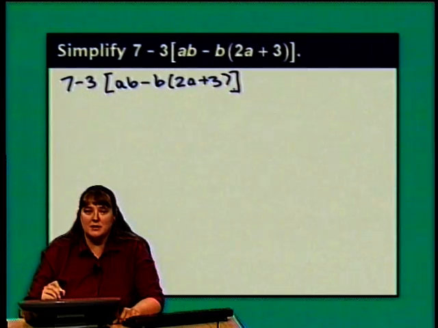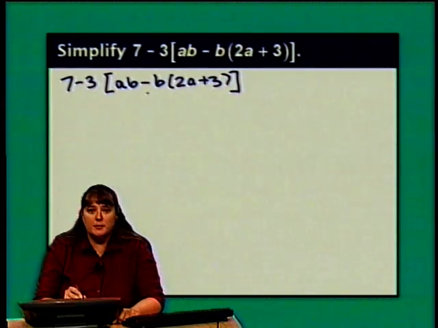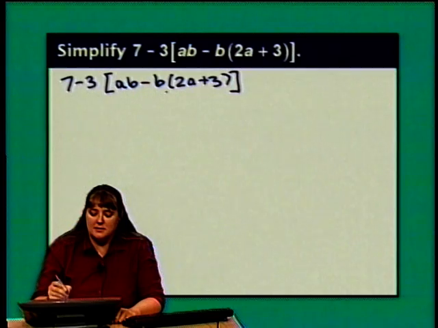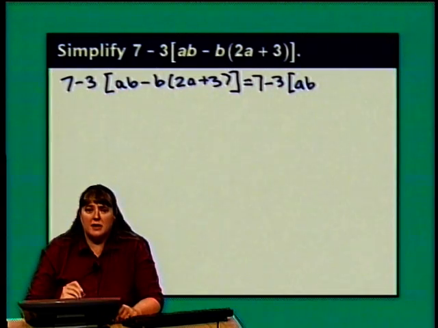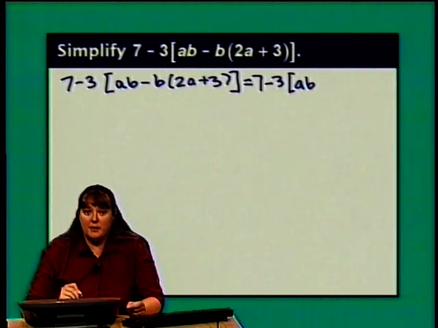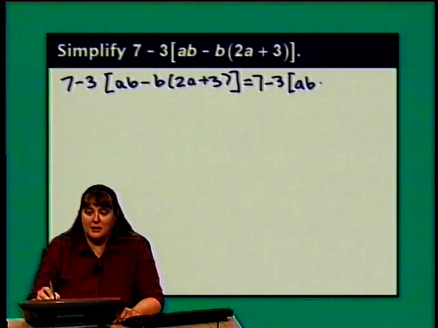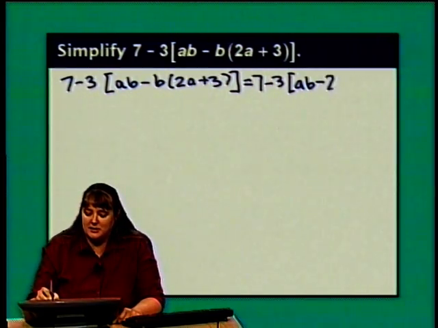They're not like terms. What I'm going to do is distribute negative b through those parentheses. So I have 7 minus 3 times the quantity ab plus negative b times 2a, which I can write as negative 2ab, writing my coefficient 2 in front, and my variables a, b in alphabetical order. Adding negative 2ab is the same as subtracting 2ab.